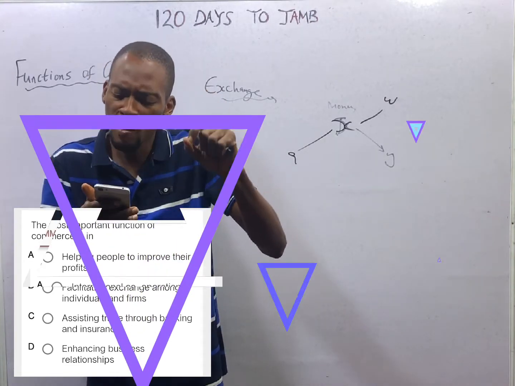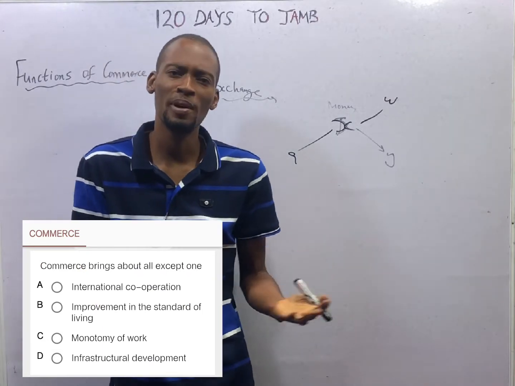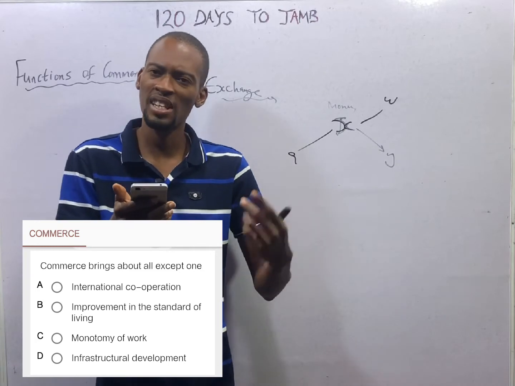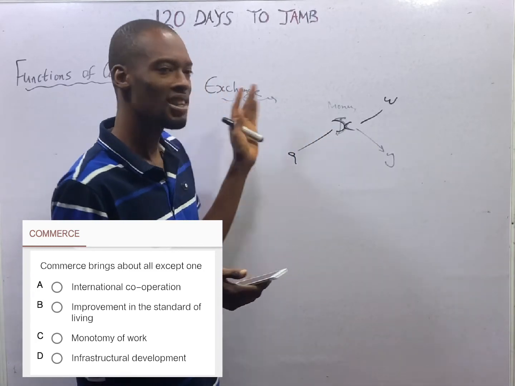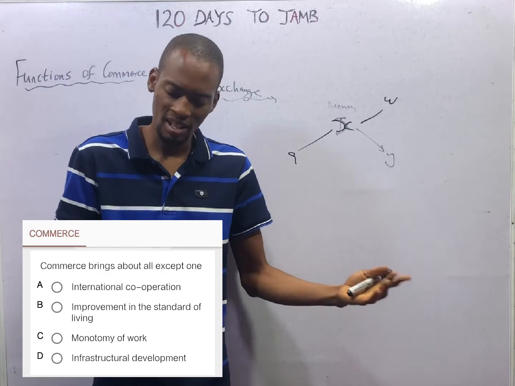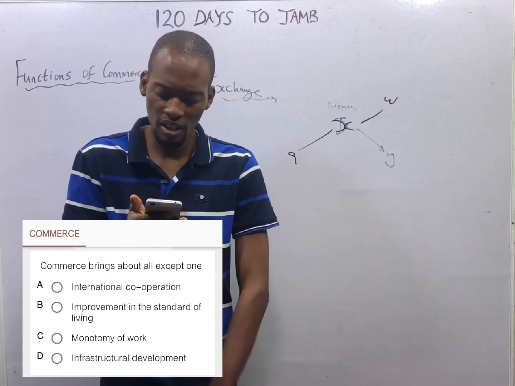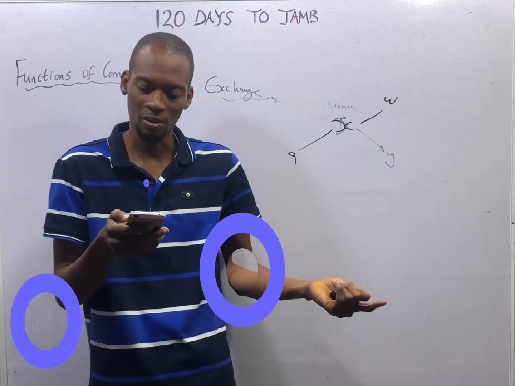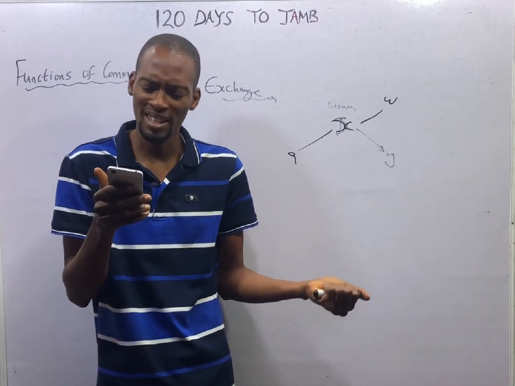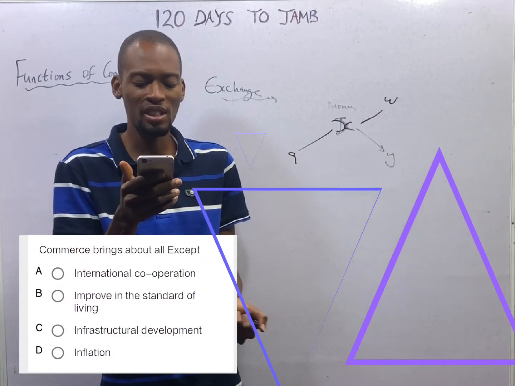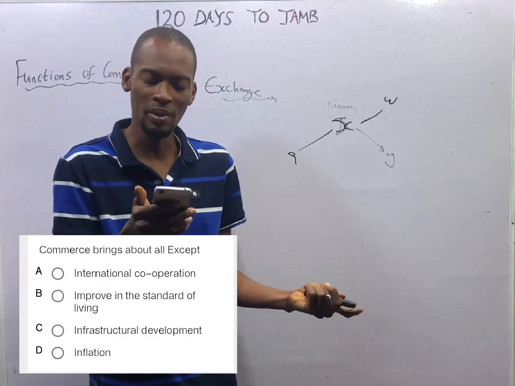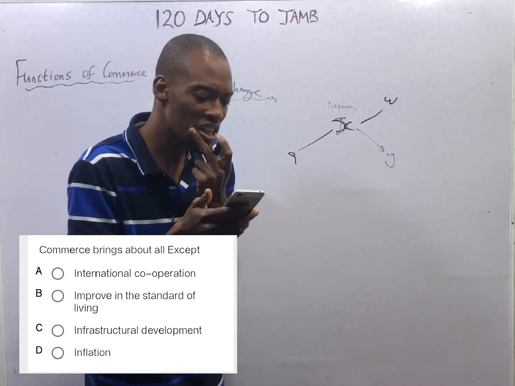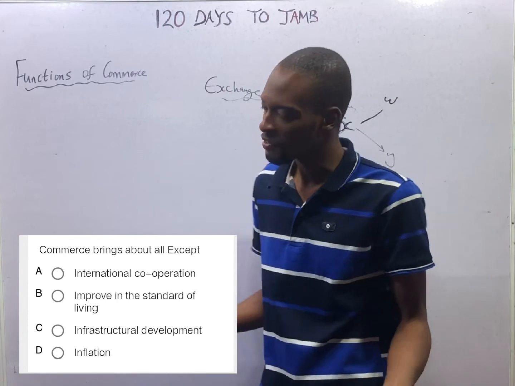Exchange is the focus of commerce. So the most important function of commerce is to facilitate exchange among individuals and firms. Commerce brings about all except: commerce brings about international cooperation, improvement in standard of living, infrastructural development. All these are functions and advantages of commerce. It does not bring about monotony of work. In fact, commerce leads to specialization and diversification. Commerce brings about all except inflation. Commerce doesn't bring about inflation. It brings about international cooperation, infrastructural development, and improvement in the standard of living.